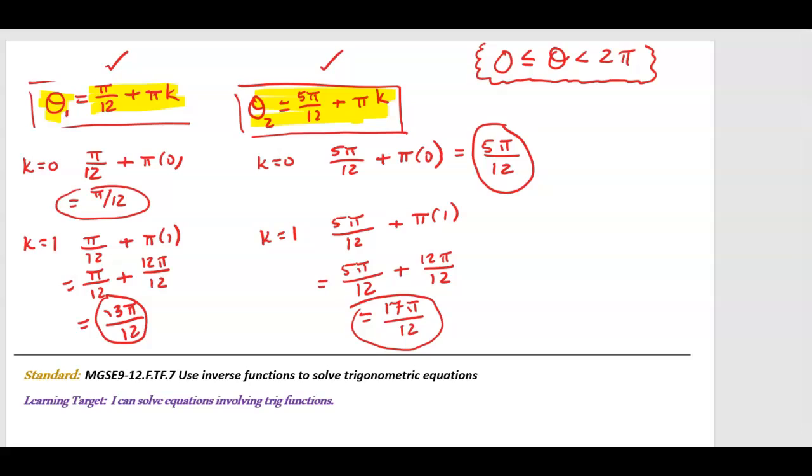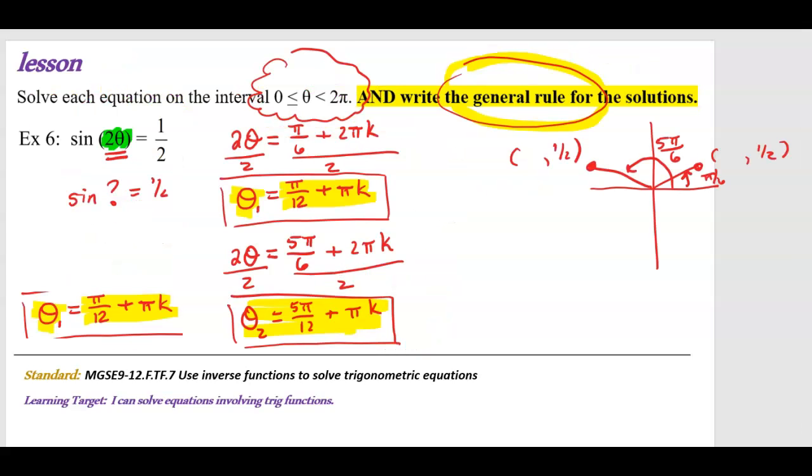Okay? As a general rule, let me go back to the original problem. When you see 2 theta, there will be twice as many solutions as there were in the more basic problems. If this were 3 theta, in general, there would be 6 solutions. And there's a general pattern that has something to do with cutting angles in half, cutting angles in thirds. But you'll see that pattern as you practice.